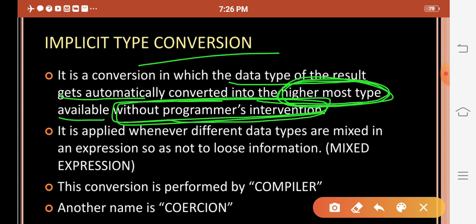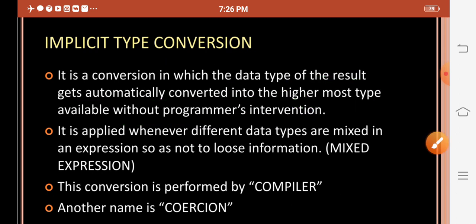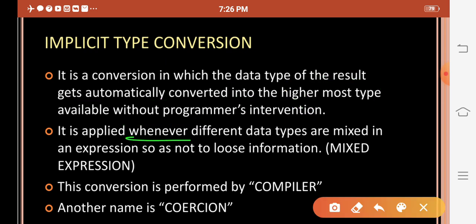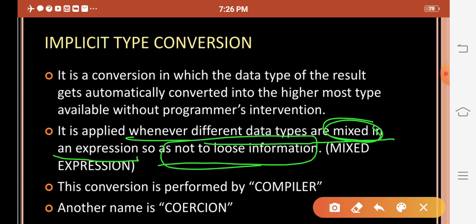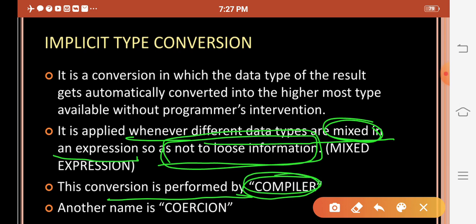in this type of conversion. Then the second point is, it is applied whenever different data types are mixed in an expression. As we have already studied why there is a need of type conversion, because if we use a mixed expression, we have to convert the various data types into a single data type, है ना. So अगर हम mixed expression का use कर रहे हैं तो उस केस में हमें conversion की ज़रूरत पड़ती है so as not to lose the information, ताकि हमारे पास जो content है वो lose ना हो. ठीक है. Now this conversion is performed by the Java compiler.